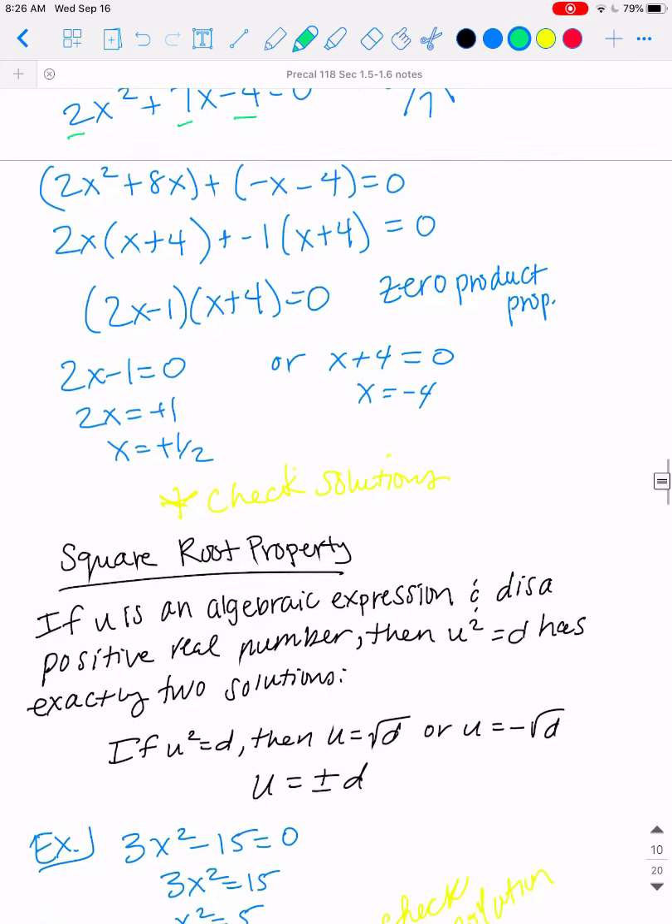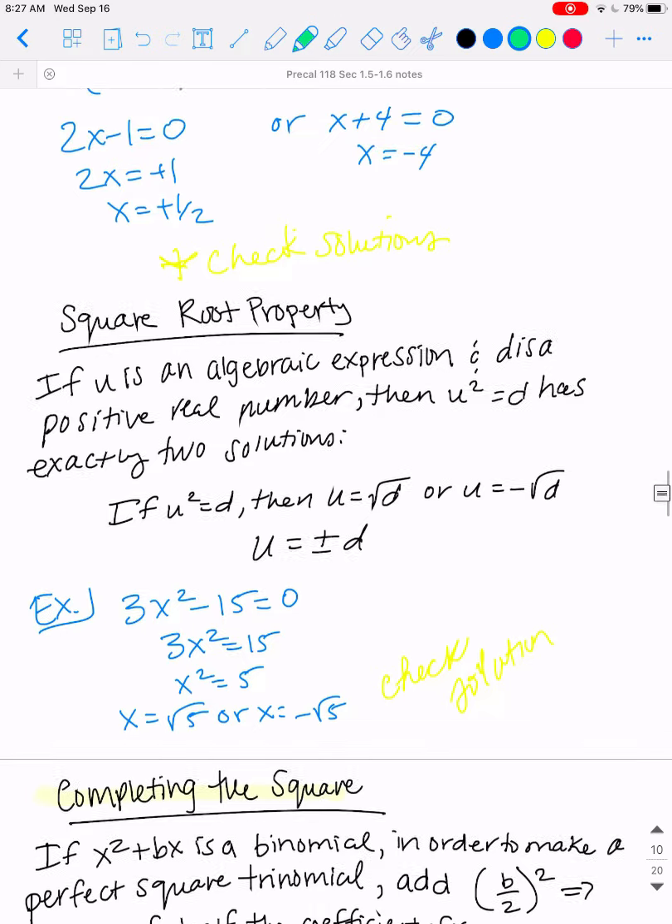So I have 2x squared plus 8x plus negative x minus 4 equals 0. We're going to go ahead and group those terms. I'm going to factor out 2x from the first to get x plus 4, and then factor out a negative 1 from the second in order to match that inside x plus 4. Now we can do our zero product property. We set 2x minus 1 equal to 0 and x plus 4 equal to 0. So we get x equals 1/2 and x equals negative 4. Go ahead and check those solutions on your own in the original equation.